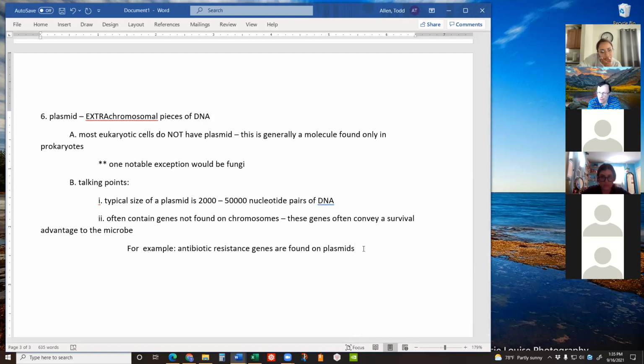Plasmids are small enough that they can be routinely exchanged between different bacteria. Bacteria can actually swap plasmids in sort of a conjugal way, kind of a bacterial sex method that can happen.